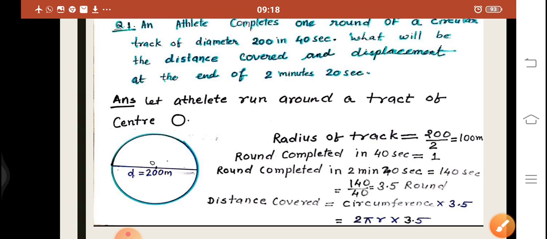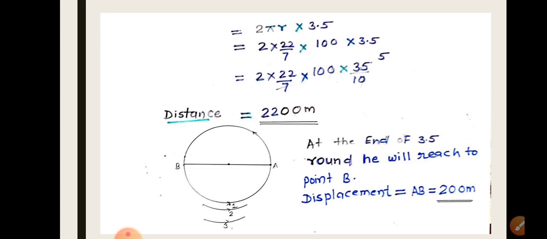Now 1 round, 2 rounds, 3 rounds, 3.5 rounds. So how much distance will it travel? One round means one circumference, 2 rounds means 2 circumferences. So the total distance covered will be circumference into 3.5, that is 2 pi r into 3.5, where r is 100. So the distance will be 2200 meter.